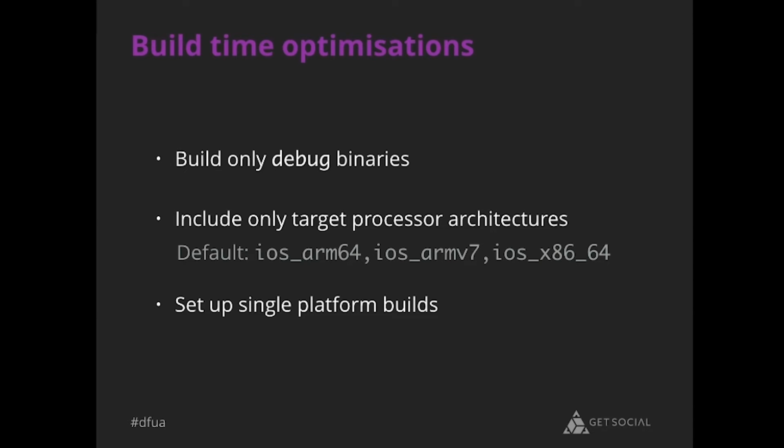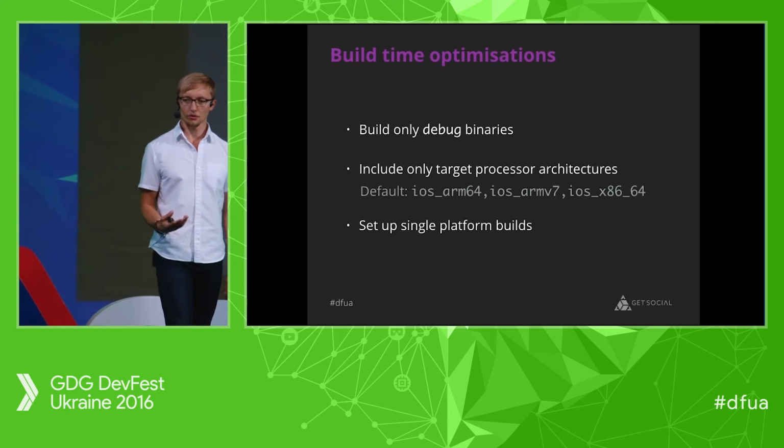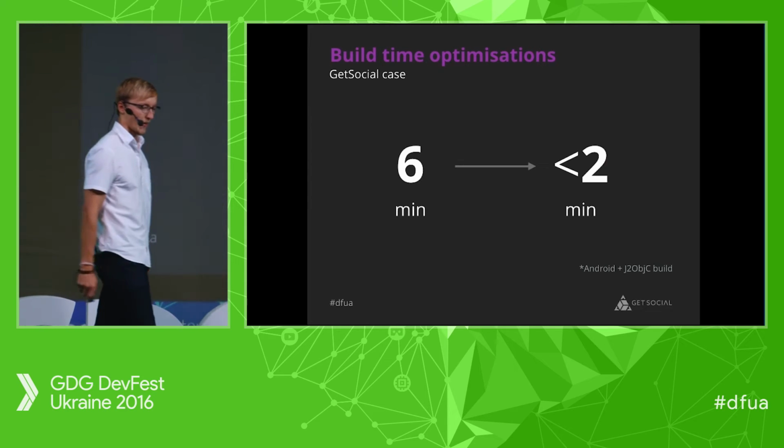Also, we found it useful to configure Gradle in a way so we can compile only the iOS part, only the Android part, and only the shared part. Gradle doesn't support this by default, so you have to do all this configuration manually.